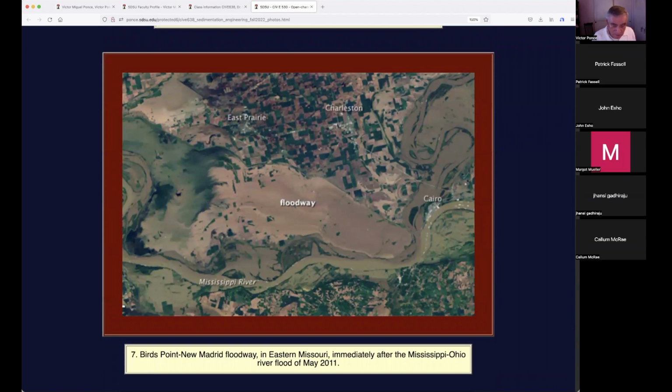Birds Point, New Madrid floodway, eastern Missouri, immediately after the Mississippi-Ohio River flood. Talk about sedimentation, sedimentation engineering. This is the confluence of the Mississippi and the Ohio. I'm sorry, this is the Ohio, and this is, I believe, the Mississippi, right? And then the Missouri comes a little further up. I think I'm right in there. At any rate, in here, the confluence of the Ohio and the Mississippi, we get this issue in here. That's the Mississippi River.